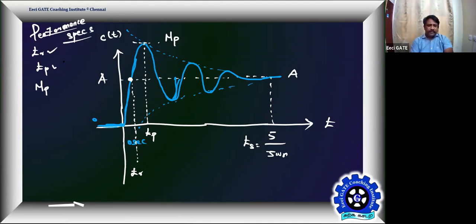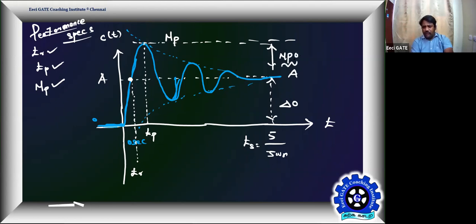Rise time, peak time, maximum peak, and how much is your overshoot with respect to the final value. So this is the net change in the output with respect to the steady state. With respect to the overall change, how much is your overshoot? This is called MPO.